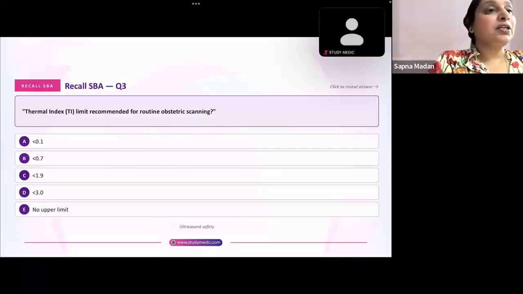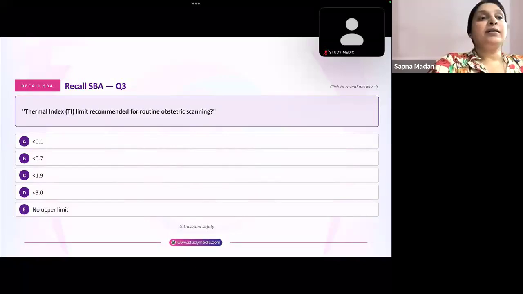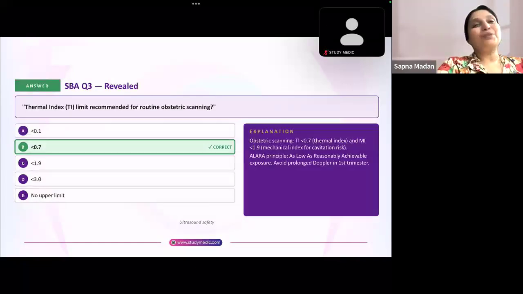So third question, thermal index. We spoke about the thermal index in obstetric scanning. So what is the limit that is recommended? Should it be A less than 0.1, B less than 0.7, C less than 1.9, D less than 3, or there is no upper limit, you can do anything? So the answer is less than 0.7.